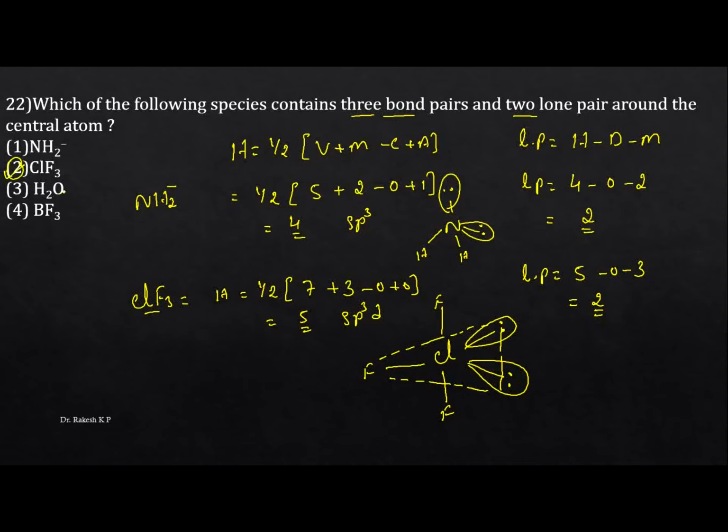If we calculate here, the hybridization is sp3 only, but we have only 2 bond pairs and 2 lone pairs, just similar to the first one. And in the case of BF3, we can identify 3 bond pairs, but we don't have any lone pairs. Hence the option is the second one. Next one.